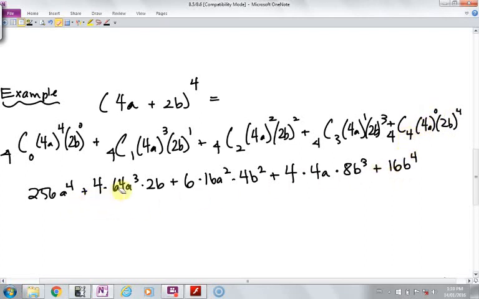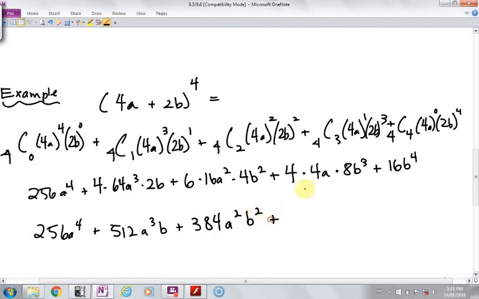Now I've got one last step just to finish up these in-between ones. You're going to have to help me with your calculators for some of them. I need 4 times 64 times 2. So what's 4 times 64 times 2? 512. And now I need 6 times 16 times 4. 384. And now the last one I need is 4 times 4 times 8. So 16 times 8. 128.